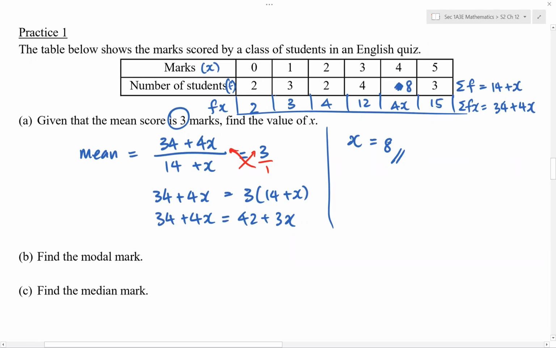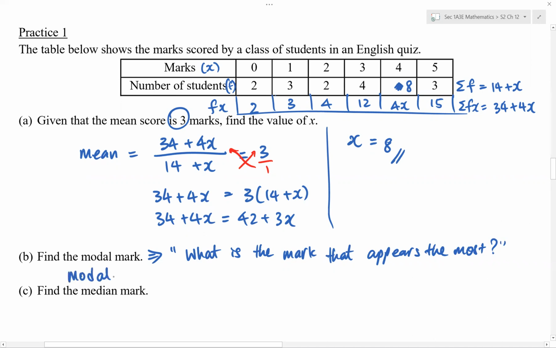Next, part B, find the modal mark. So the mark that appears the most frequently, the mark that has the highest frequency. So in other words, what is the mark that appears the most? So in this case, quite clearly, 4 appears the most times. So mode or modal mark equals 4.